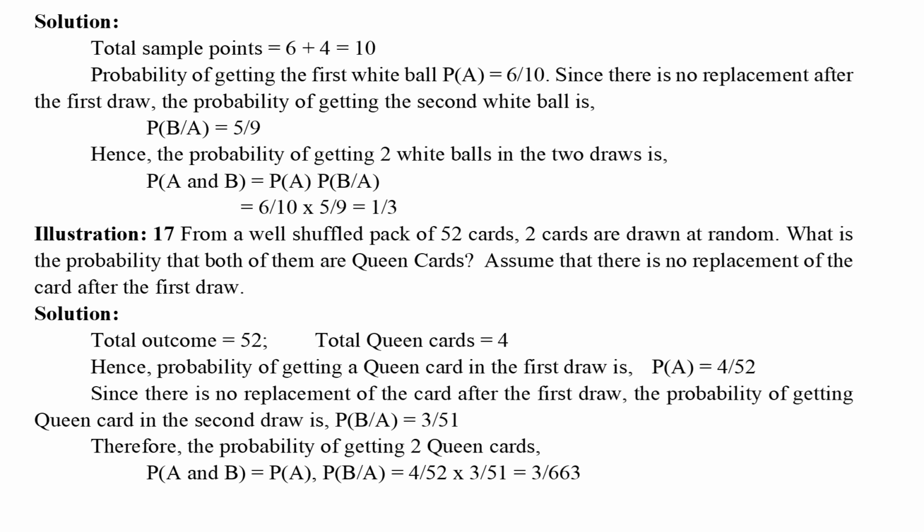Illustration 17. From a well-shuffled pack of 52 cards, 2 cards are drawn at random. What is the probability that both of them are queen cards? Assume that there is no replacement of the card after the first draw. Solution. Total outcomes equals 52, total queen cards equals 4. Hence, the probability of getting a queen card in the first draw is P(A) equals 4/52. Since there is no replacement, the probability of getting a queen card in the second draw is P(B|A) equals 3/51. Therefore, the probability of getting 2 queen cards P(A and B) equals P(A) × P(B|A) equals 4/52 × 3/51 equals 3/663.